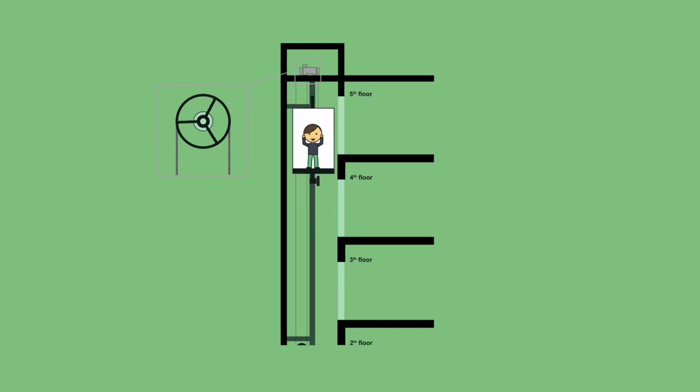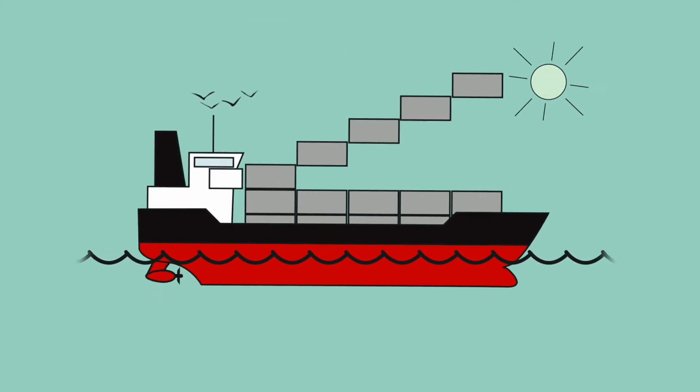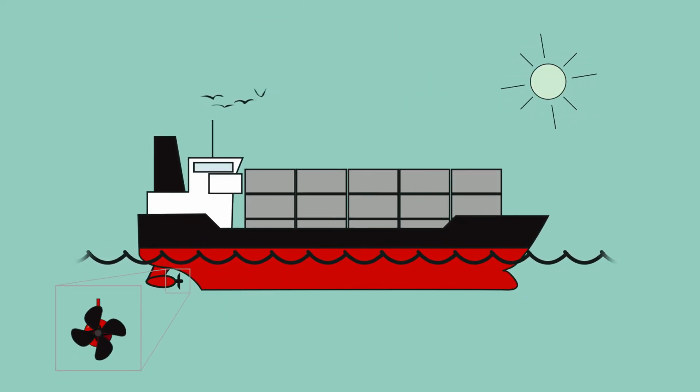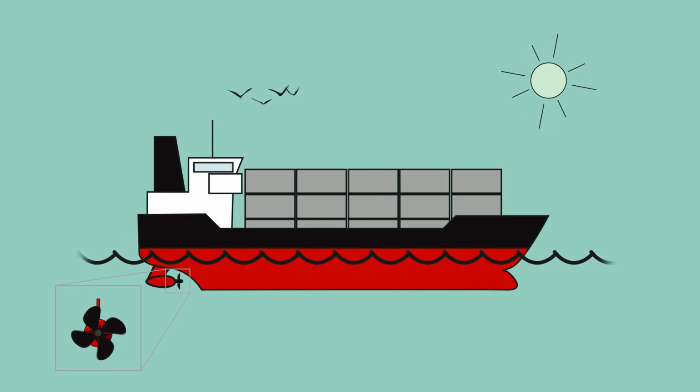Using sheaves, some ropes, and a counterweight, a linear movement is created, and this is how the elevator goes up and down. In a modern ship, the propeller is also moved by an electric motor, which generates a linear movement of different speeds, producing different degrees of effort or force.